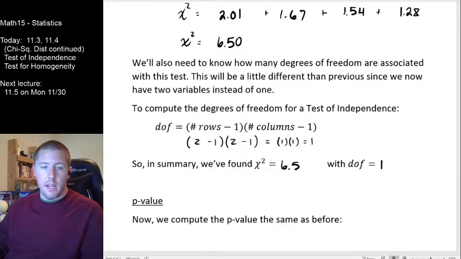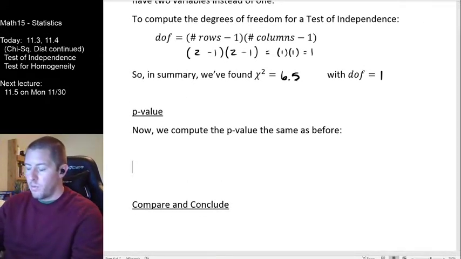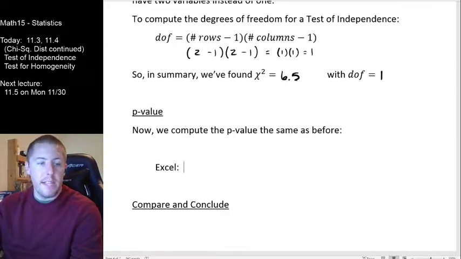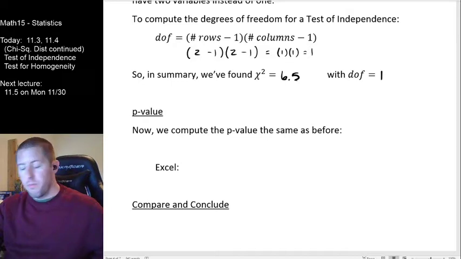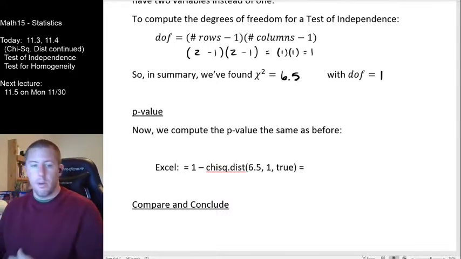So let's come back here and see what we're actually going to get for the p-value. To do this, we're going to go over into Excel, as we did before. Remember that it's always a right tail that we're interested in for the chi-square distribution. So we're always going to do our 1 minus chi-square dot dist. It's always going to want to know our chi-square test statistic, our degrees of freedom, and it's always going to be cumulative. Let's go pop over to Excel and see what it's going to give us here.